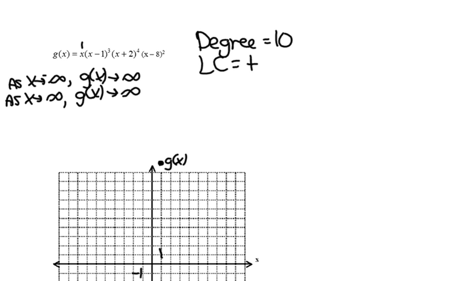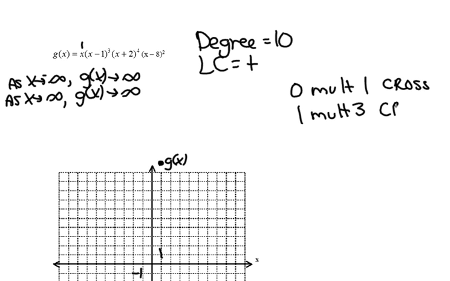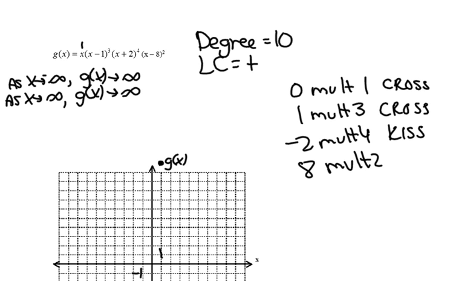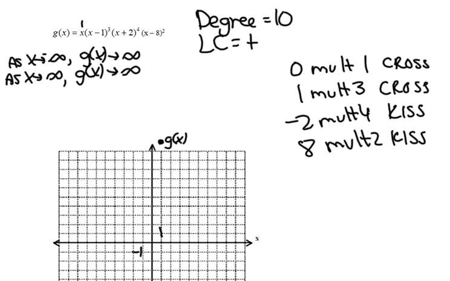Okay, the zeros. Well, the x represents a 0, multiplicity 1. So at 0, it will cross, because multiplicity is odd. 1, multiplicity of 3. That will also cross. Negative 2 with a multiplicity of 4, it will kiss. And 8 with a multiplicity of 2, that will kiss. Okay, so now I have all my information for this.